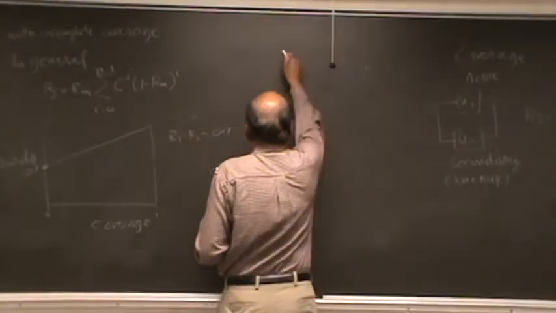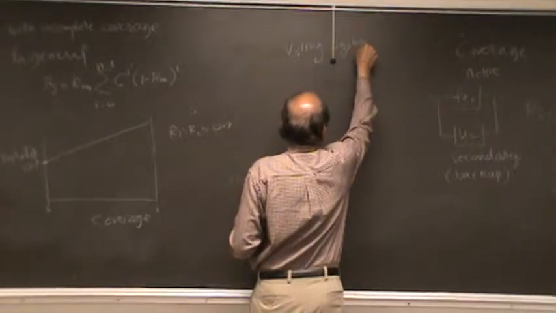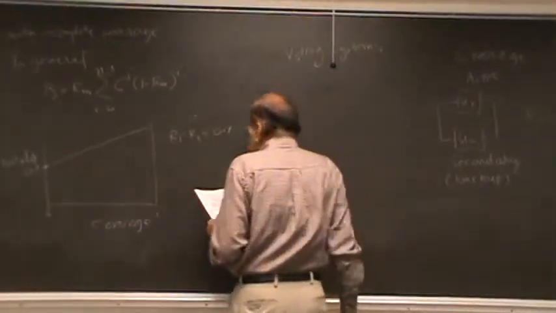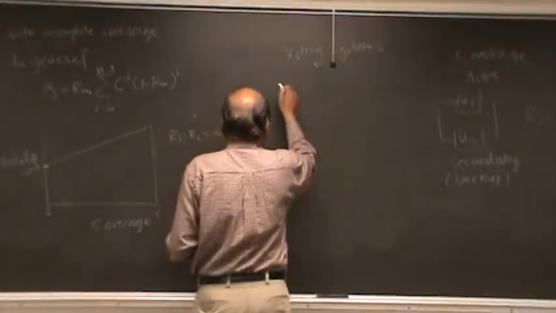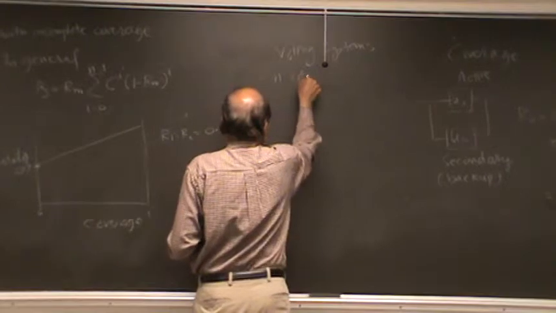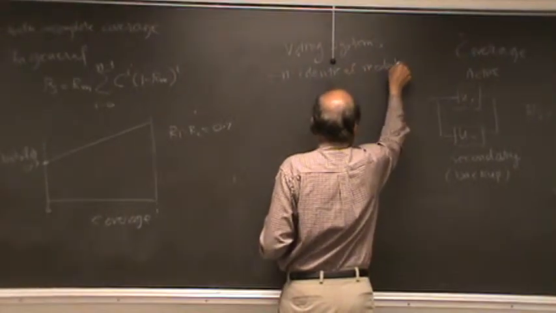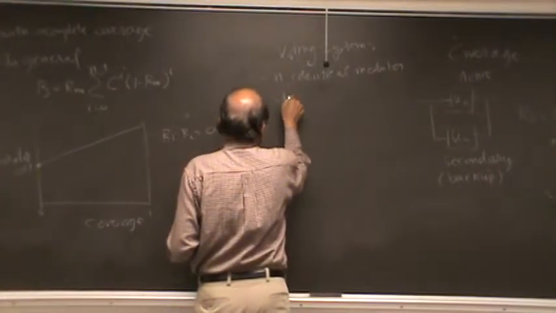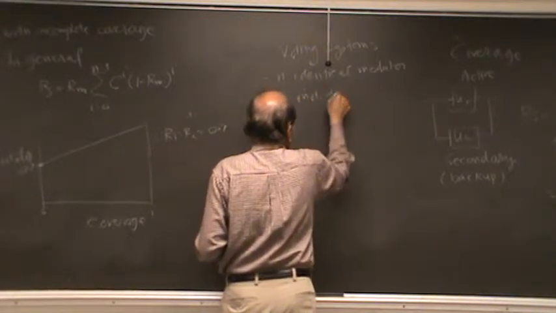Let us look at some voting systems. Let us say that you have n identical modules. And let us assume statistically independent failures.